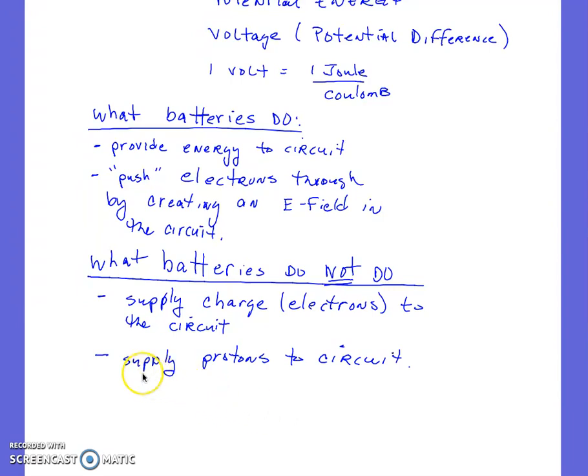And they do not also supply protons to the circuits. Remember, electricity is the flow of charge from one point to another in a circuit, but it's the electrons that actually move, not the protons.